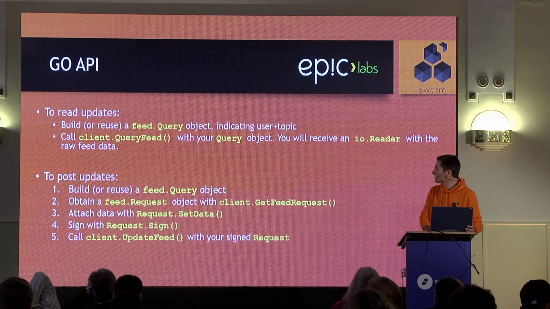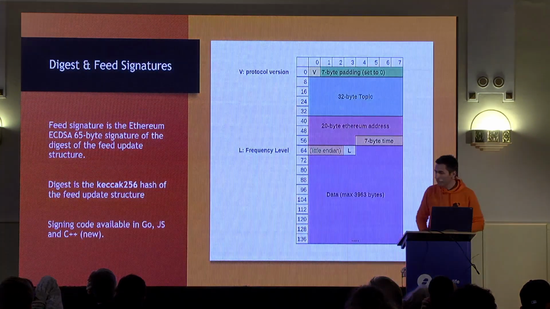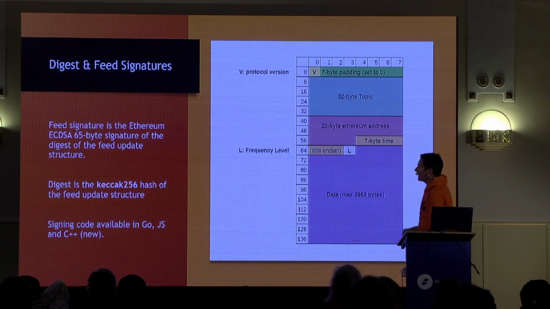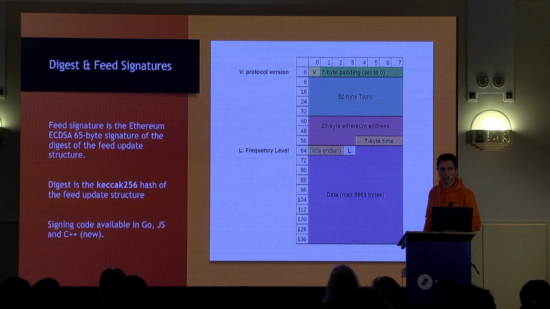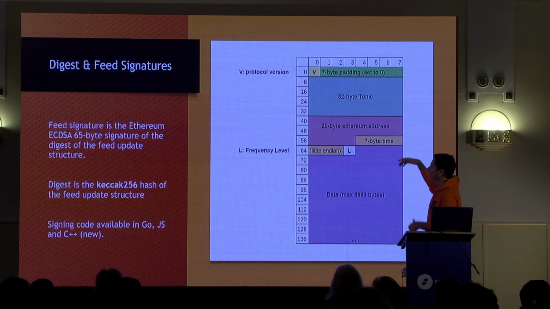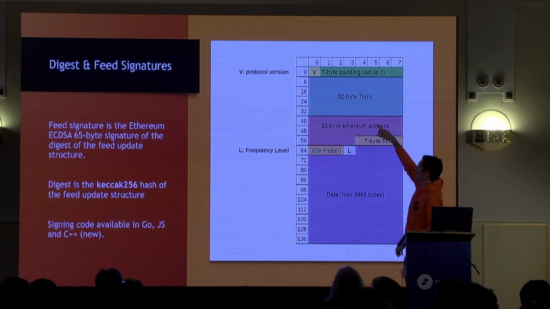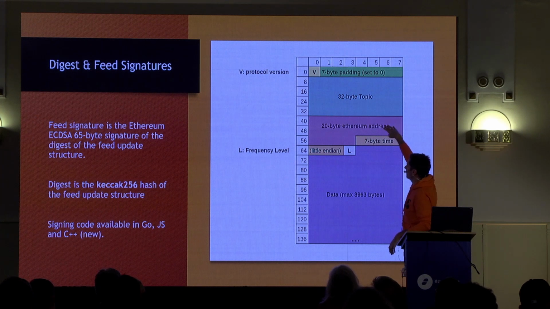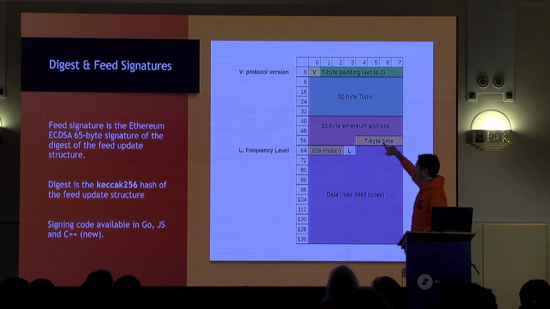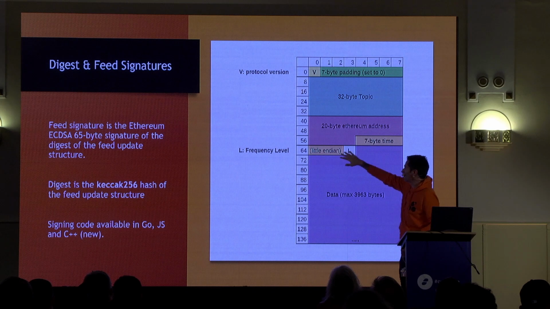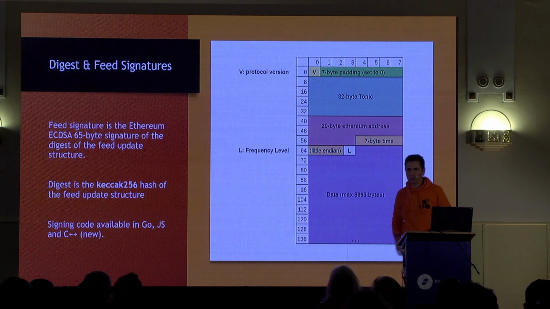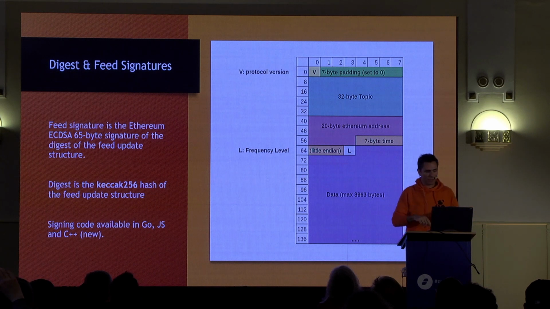So signatures, which is a hot topic, okay? This is the shape that a feed payload has, and this is something that we have to sign. Internally, it means that we have a version, we have the topic, we have the Ethereum address, we have the time at which we're posting, frequency, and then the data that we want to post. And we have to calculate an ECDSA signature out of that, okay?